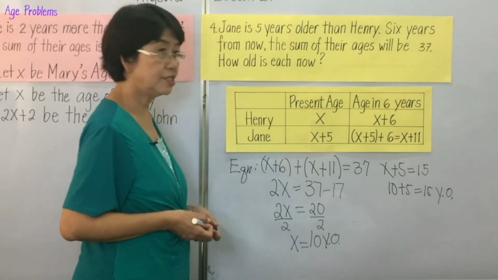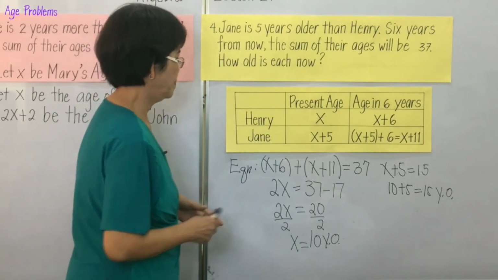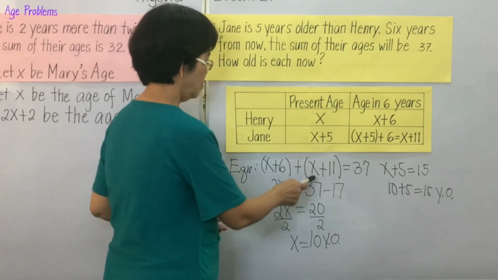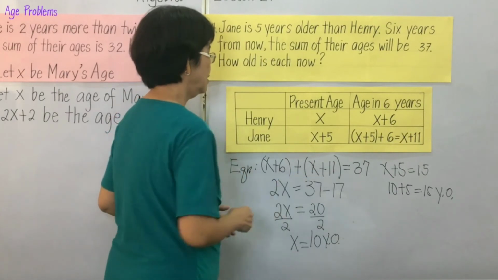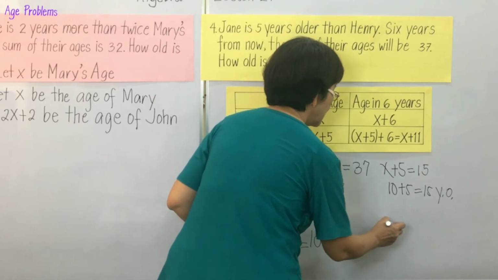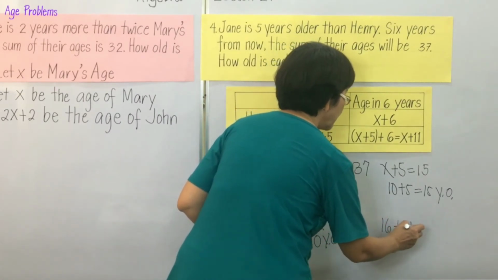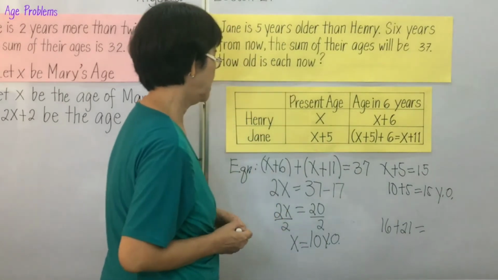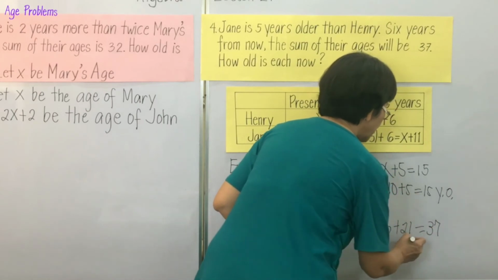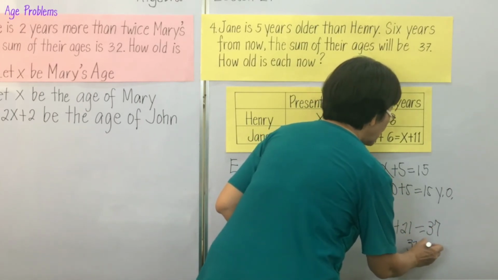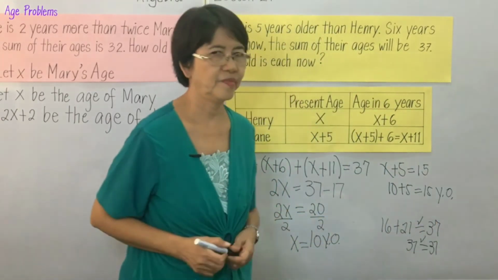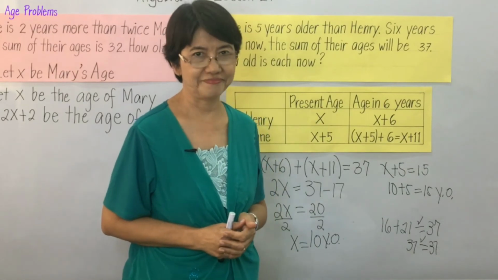So in 6 years, this will be 10 plus 6, or 16, plus 10 plus 11, or 21. So 16 plus 21 is equal to 37. So 37 equals 37. And the ages are correct.